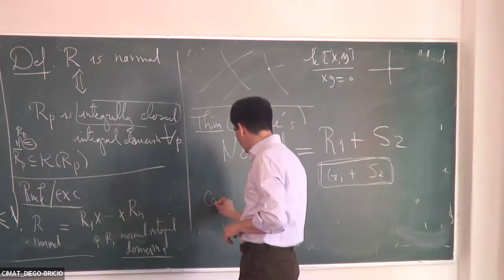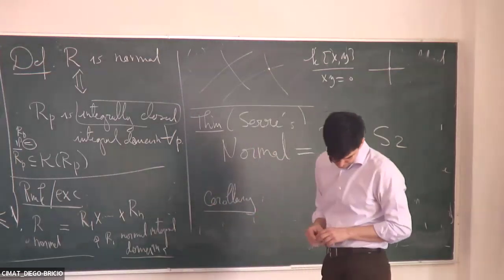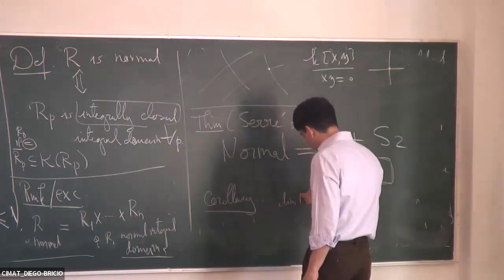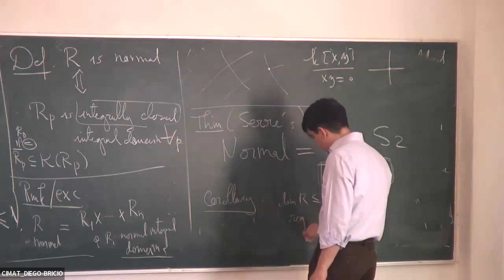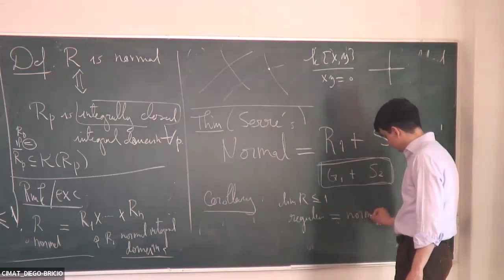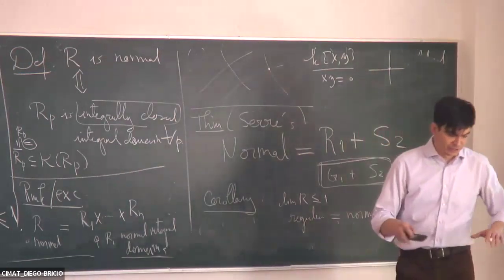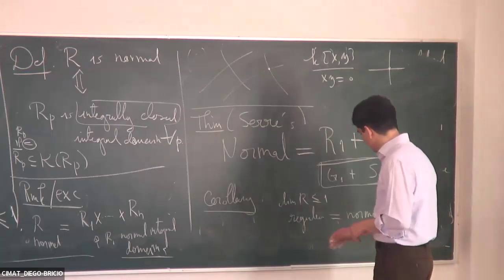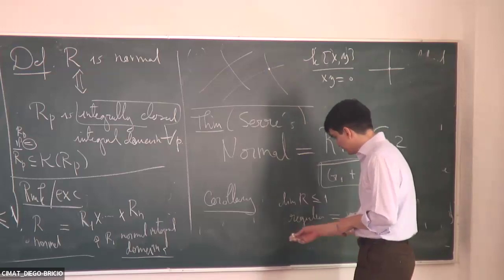So a nice corollary of this is that if the dimension of R is less than or equal to 1, I guess, then regular equals normal. So you see that if you have a curve, for example, and you take the normalization, then it becomes regular. So the general principle, that's how you can desingularize curves. Just taking the normalization.